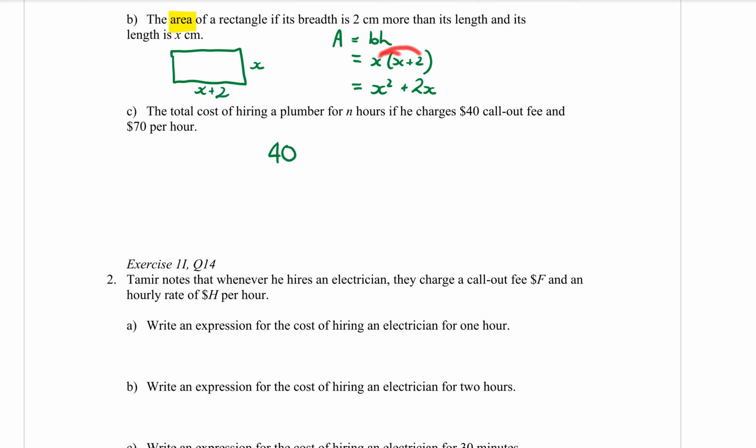Then I have to add on top of that the number of hours that they're working for me. If they're there for 1 hour, it's only going to cost me $70, because it says $70 per hour. But they're going to be there for N hours, which means it would be 70N. $70 for however many hours that they are there. And that's how much it would cost me.